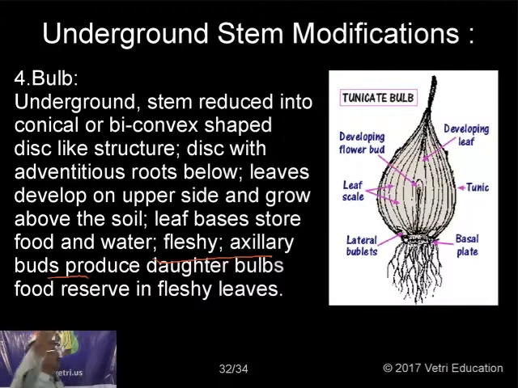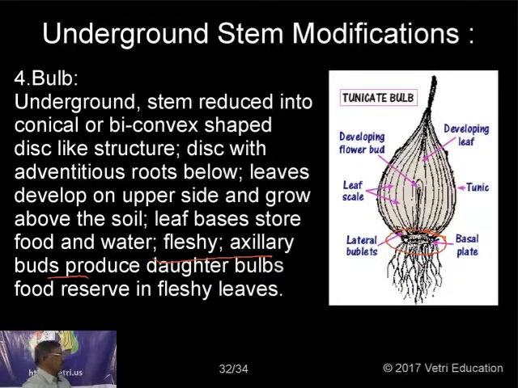And the last one is the bulb. It is an underground stem reduced into a conical or biconvex shape. This is only the stem. This stem bears a number of adventitious roots below, and above you can find a number of scale leaves that are superimposed one by one and concentrically arranged. It is a disc with adventitious roots, and leaves develop on the upper side and grow above the soil.